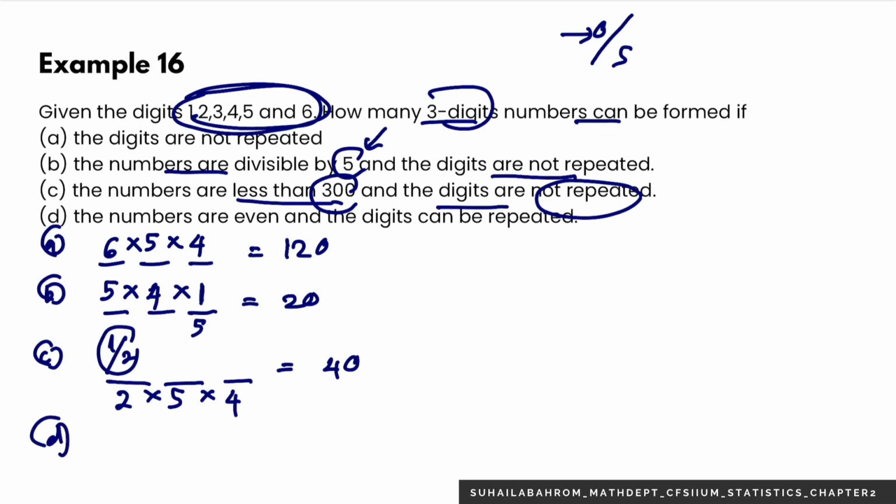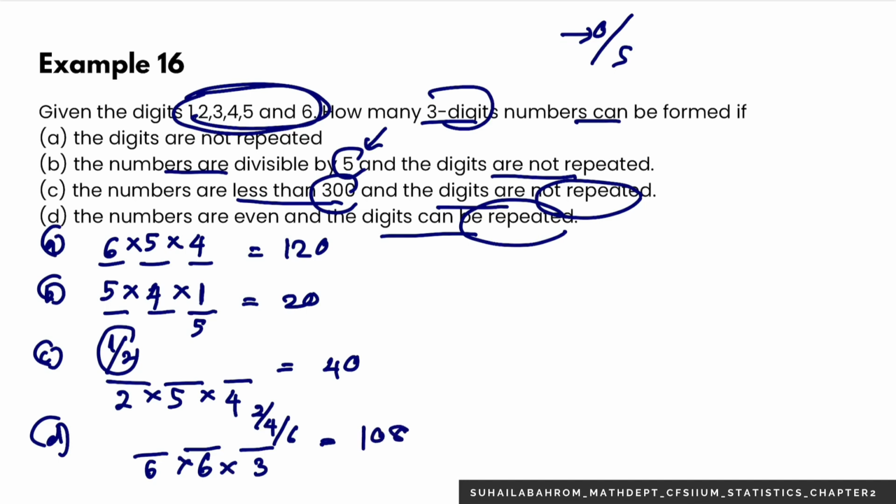And then the last one, the numbers are even and the digits can be repeated. Whether the number is even or odd is determined by the last digit. So we must have an even digit: 2, 4, or 6. So there are 3 options, or you can put it as 3P1. And since you can repeat the digits, you have another 6 options for the first digit and 6 options for the second digit. So the total number of ways is equivalent to 108.